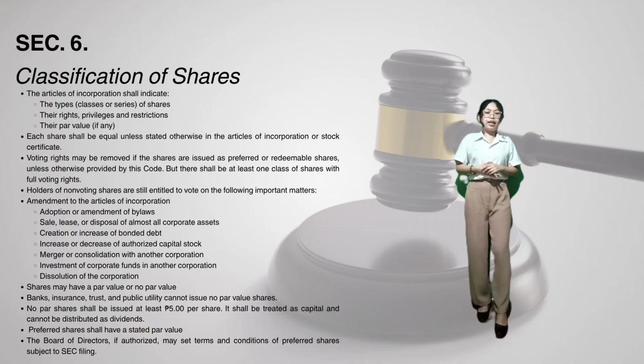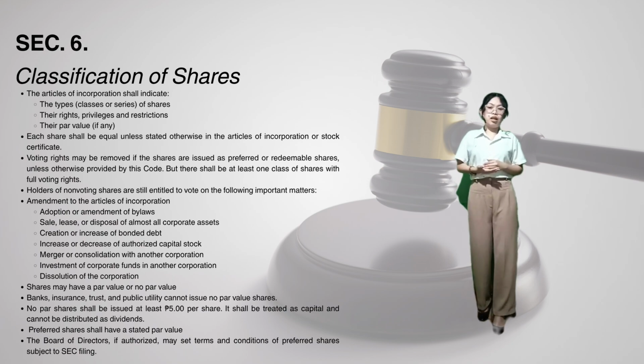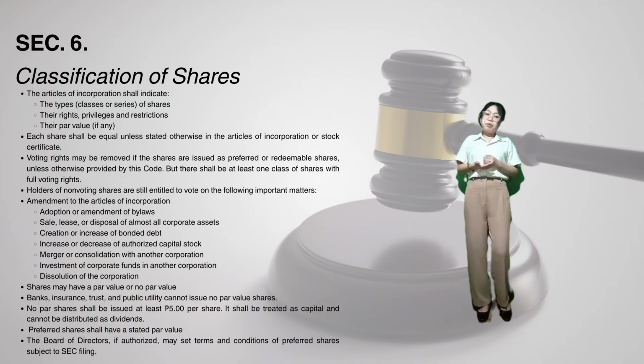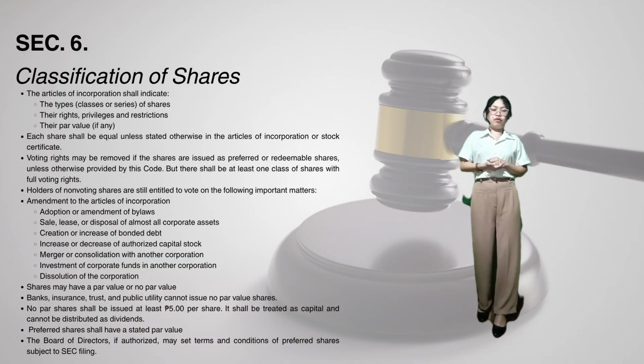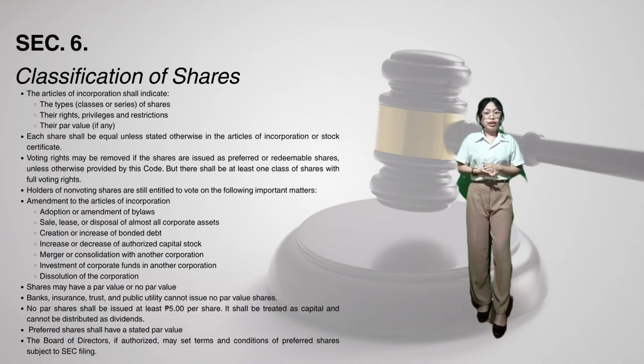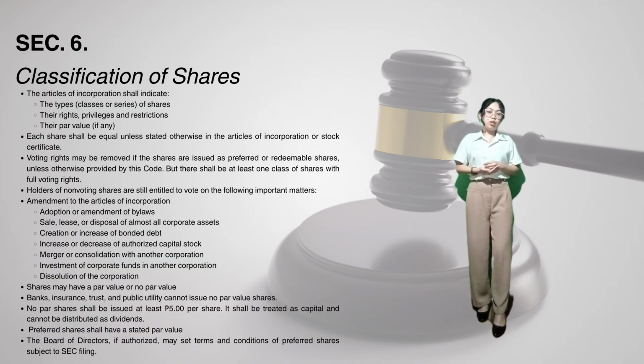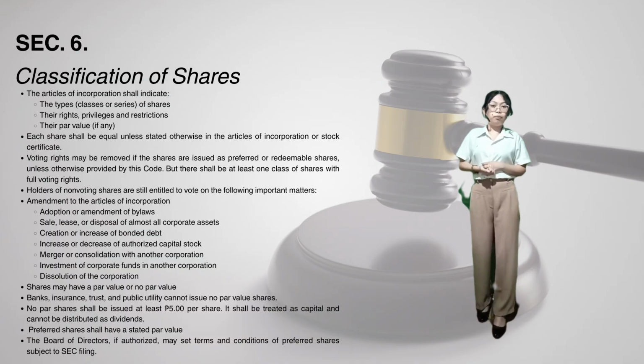For example, it can have common shares and preferred shares. Common shares usually have full voting rights, while preferred shares, like redeemable preferred shares, may have limited or even no voting rights. But the company must always have at least one class of shares that has full voting rights. This makes sure that the shareholders can decide on major matters in the corporation.